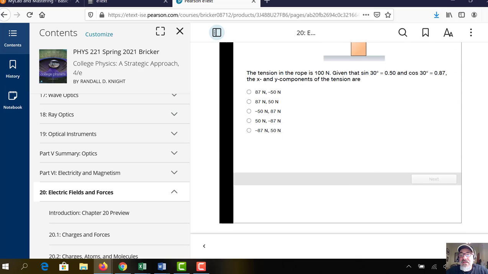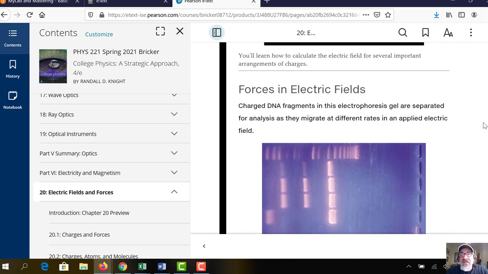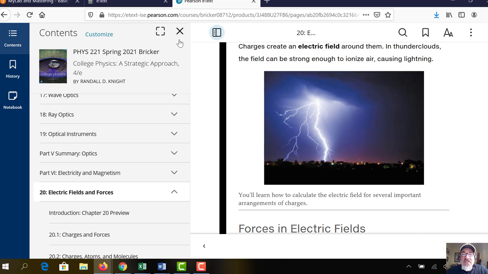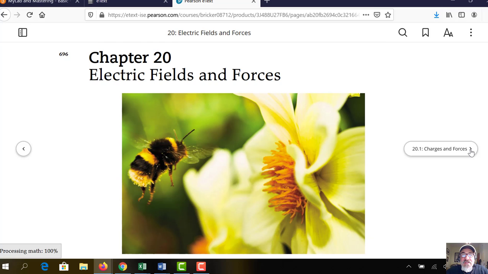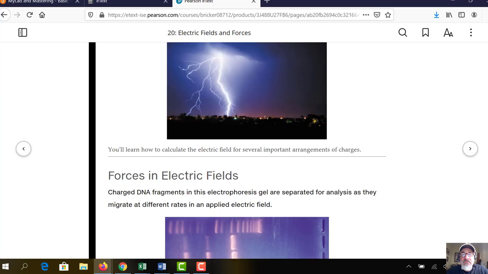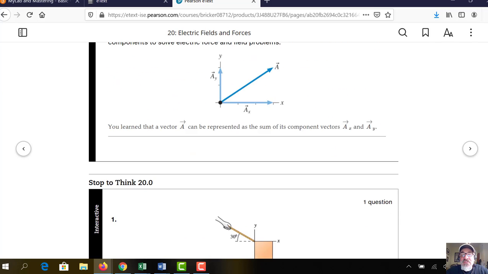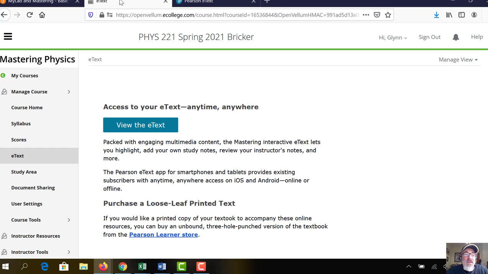Okay, very good. Some little stop-to-think questions, things like that. So it's a pretty good book, actually. I really like it. There's a lot to it. There's some embedded videos right in the e-text, too, that you can take a look at. Okay, so that's where the book is. You go through, you get the e-text that way. Again, maybe you already have the hardcover for whatever reason, and you just need the homework. That's fine, too.